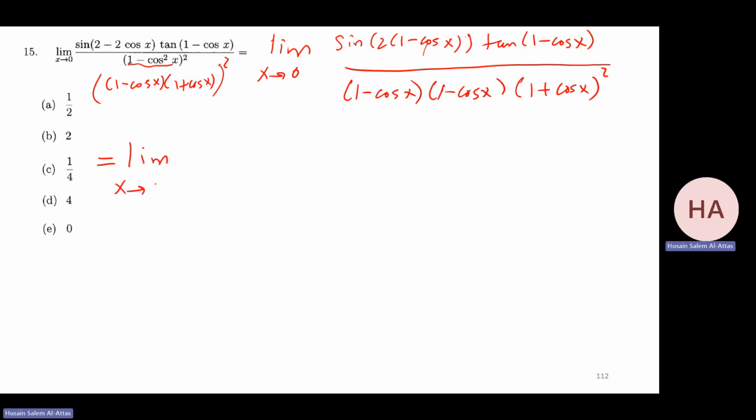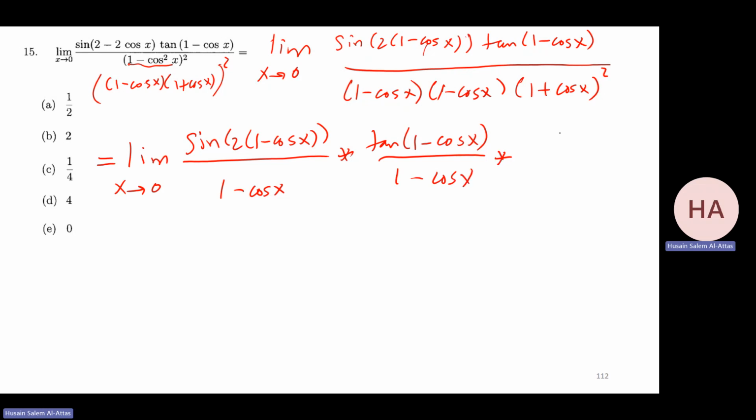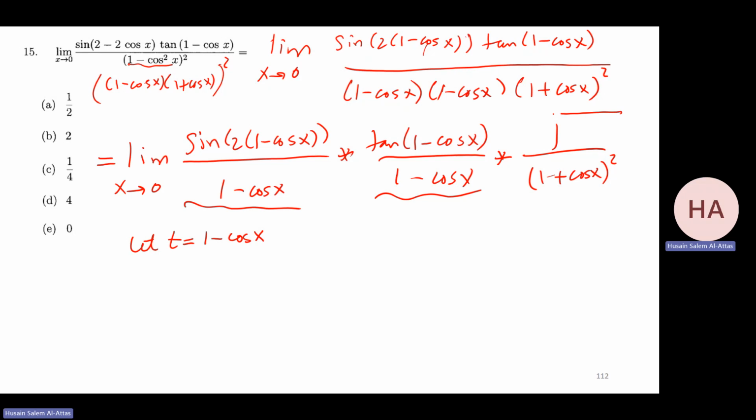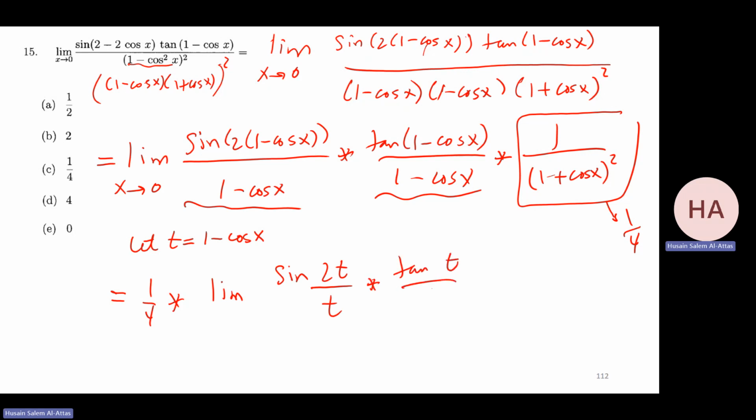So that will be limit, x goes to 0, sine of 2, 1 minus cosine x, over 1 minus cosine x, times tan, 1 minus cosine x, over 1 minus cosine x, times 1 over 1 plus cosine x squared. For this one, I'll let t equal 1 minus cosine x. Actually, I can do it for both. And this one, I can do the calculation. If we substitute, cosine 0 is 1, 1 plus 1, so this is 1 over 4. This one, if you let t, what you will get? That will be 1 over 4 times limit sine 2t over t times tan t over t.